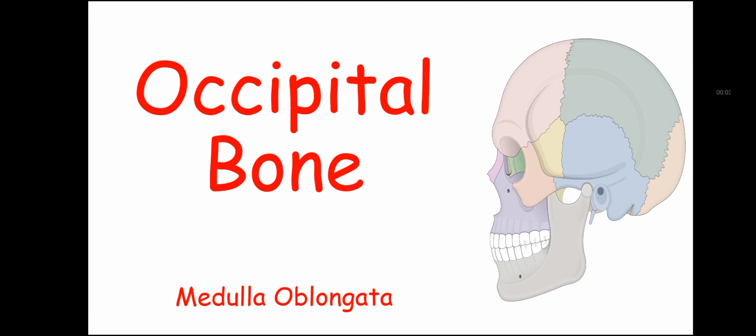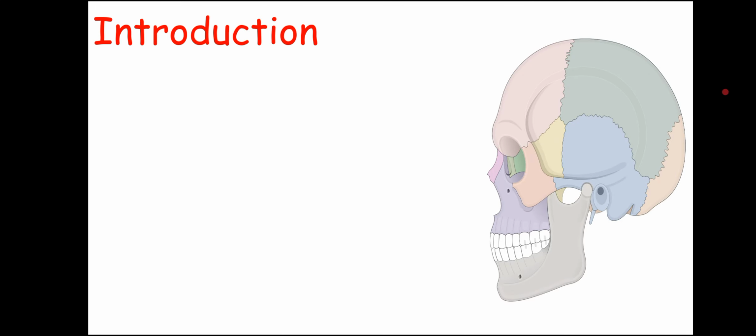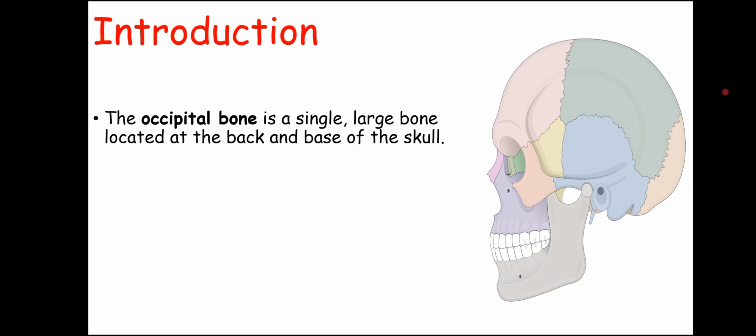Today we are going to talk about occipital bone, and here you can see the diagram, the posterior area where you can see the orange color bone, that is occipital bone. We will start our topic with introduction.